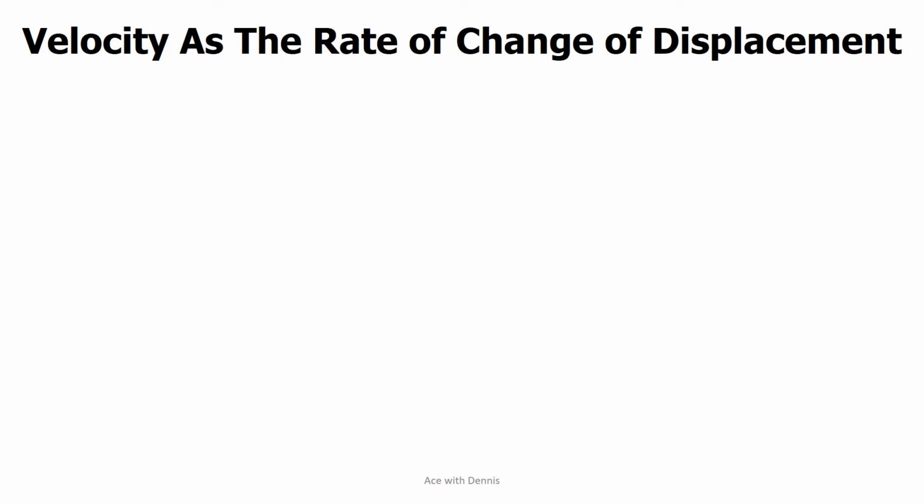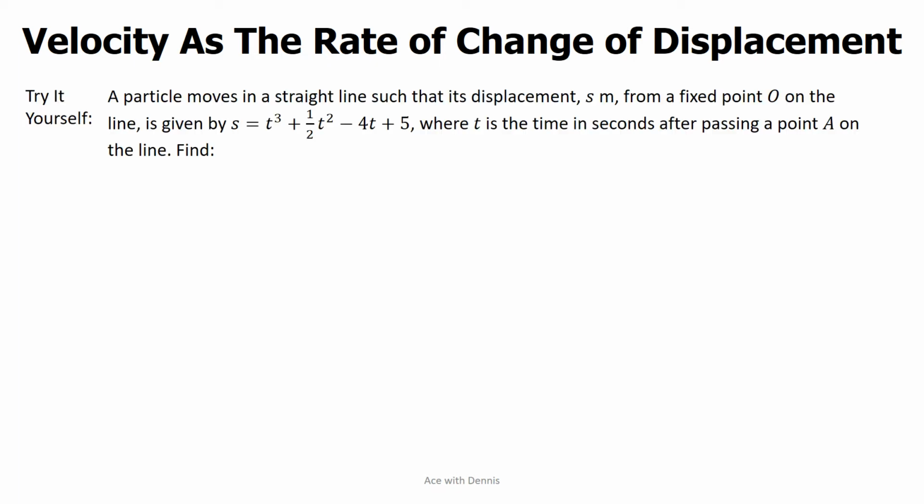Now you can try this example yourself. A particle moves in a straight line such that its displacement s meters from a fixed point O on the line is given by s equals t cubed plus half t squared minus 4t plus 5, where t is the time in seconds after passing a point A on the line.